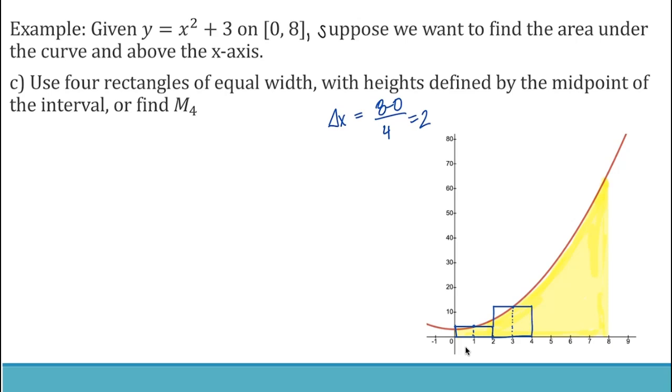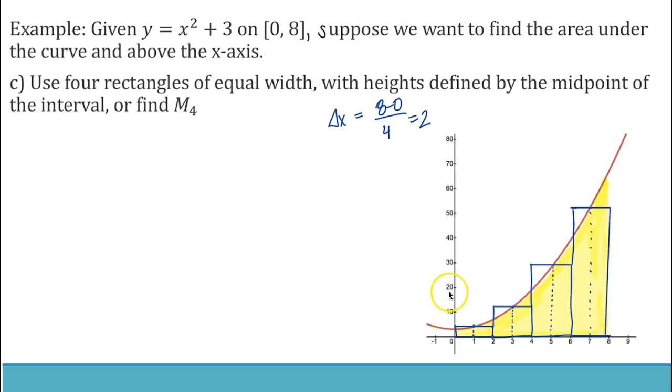And then between 4 and 6, the midpoint is 5, so 5 is going to define the height. So over that interval from 4 to 6, that height is going to be defined by plugging 5 into the function. And finally, between 6 and 8, the midpoint is 7. 7 is halfway between 6 and 8, so that's going to define my height over that last interval.